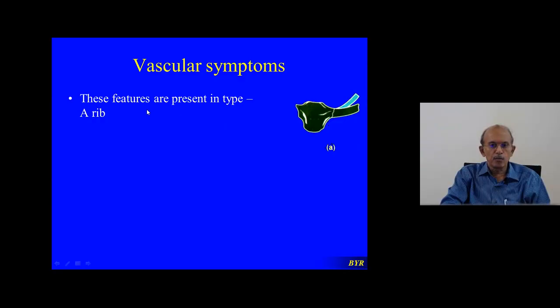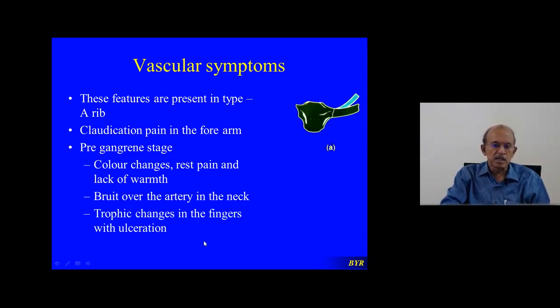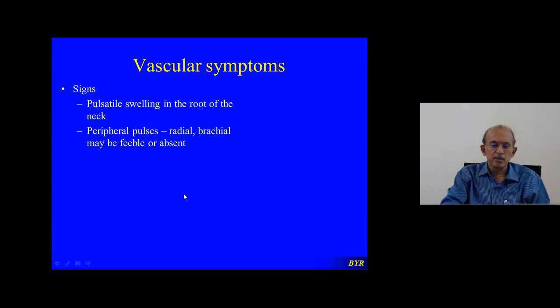Vascular symptoms are present in the type A rib, where a complete rib is there. Then the patient will have vascular symptoms: claudication pain in the forearm. The pregangrene stage produces color changes, rest pain, and lack of warmth. Bruit over the artery in the neck. Then trophic changes in the fingers with ulceration, rarely gangrene. Signs: pulsatile swelling in the root of the neck due to post-stenotic dilatation of the subclavian artery. Peripheral pulses, radial and brachial, may be feeble or absent. Adson's test.